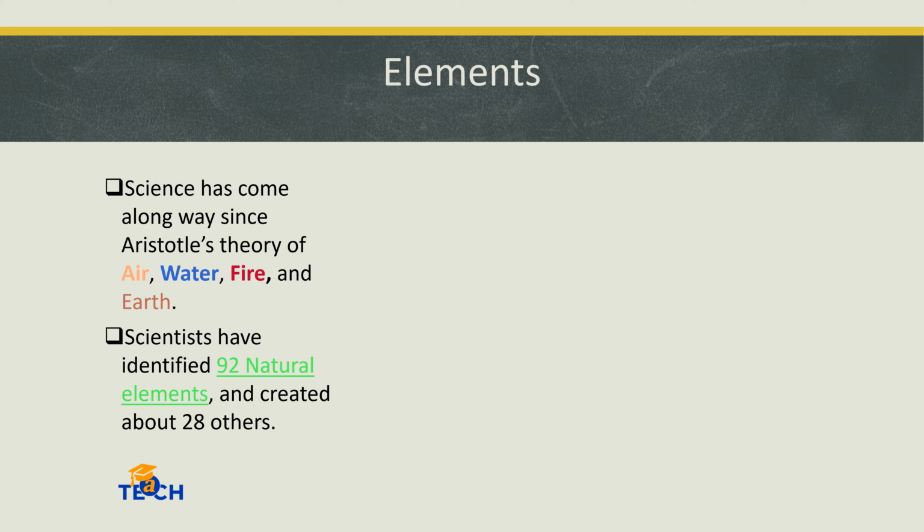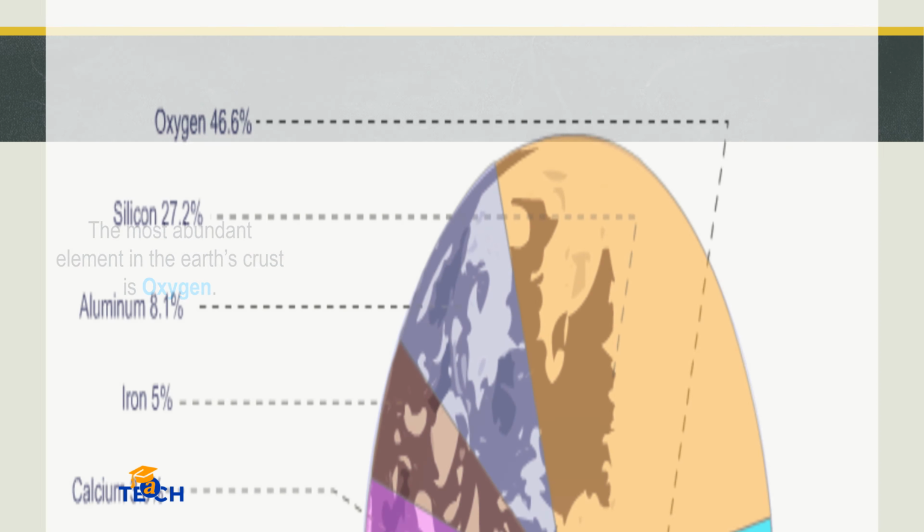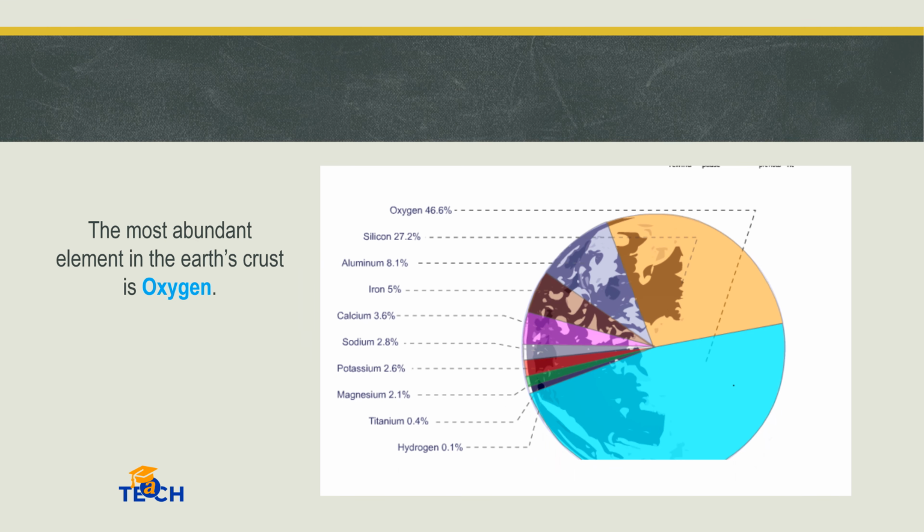Let's talk about elements first. Science has come a long way since Aristotle's theory of air, water, fire, and earth. Scientists have identified 92 natural elements and created about 28 others. The most abundant element in the Earth's crust is oxygen.